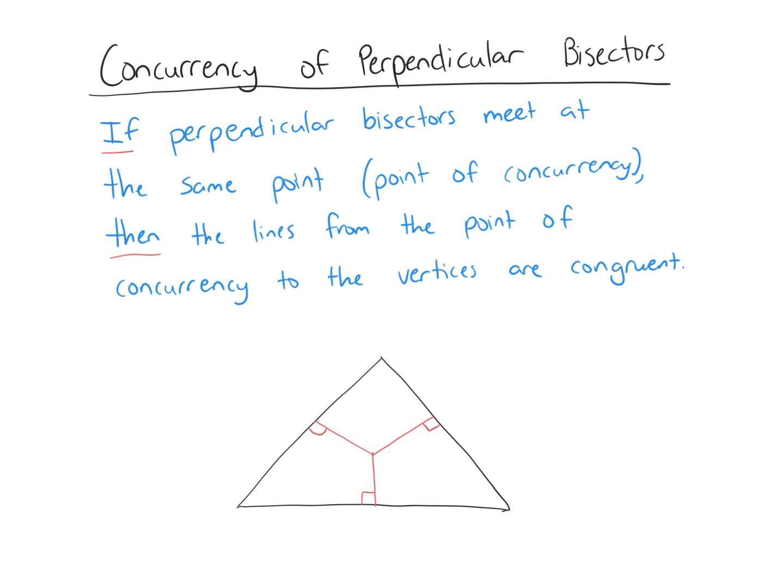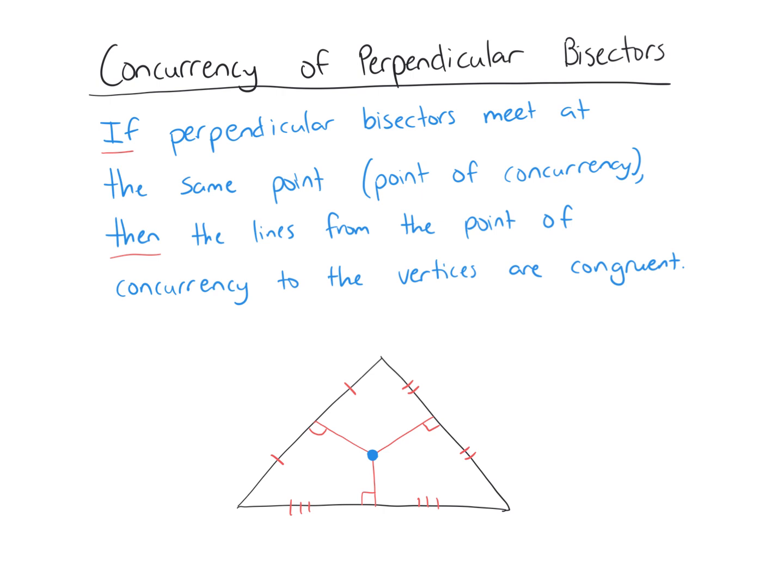How would we know they're perpendicular bisectors? What do they do to the sides? They split them in half, right? So I would know this side is congruent to this side. This side's congruent to this side. This side is congruent to this side. We know that from section 1. That's the definition of a perpendicular bisector. So if those perpendicular bisectors meet at the same point, do you agree they meet at the same point? Yeah. That point right there is the point of concurrency. Then the lines from the point of concurrency to the vertices are congruent.